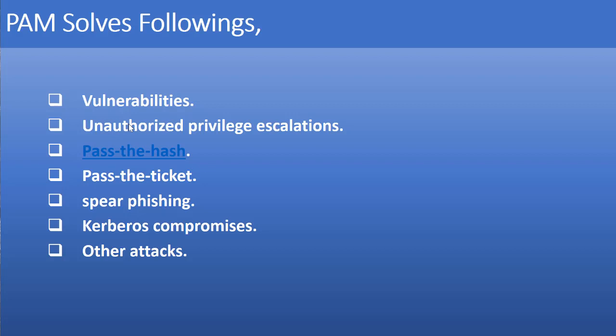Now, what are the issues that PAM can solve for you or your organization? It can take care of the vulnerabilities with these privileged identities: unauthorized privilege escalation, pass the hash, pass the ticket, spear phishing. This is exactly what my demo that I just mentioned to you on Azure ATP will show you. And I swear to God, this is scary. Kerberos compromises and other attacks. So this is what we do.